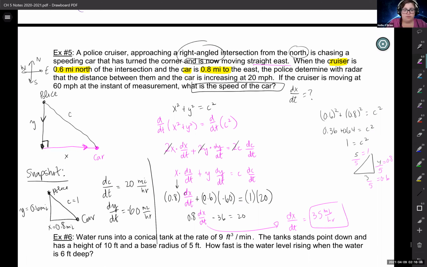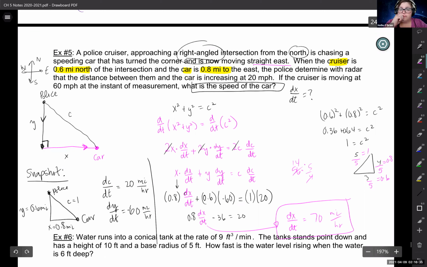That's so slow. Let me see if I did this right. Nope, I'm off by a factor of 2. I was like, that seems really slow. Okay, 36 plus 20 is 56. Dividing by 0.8 is the same thing as multiplying by 5/4. Yeah, okay. I did by 7, it's 14. So this is 70 miles an hour. Well, still not super, super fast, but I mean, it's faster than the police guy. And the El Popo. All right.